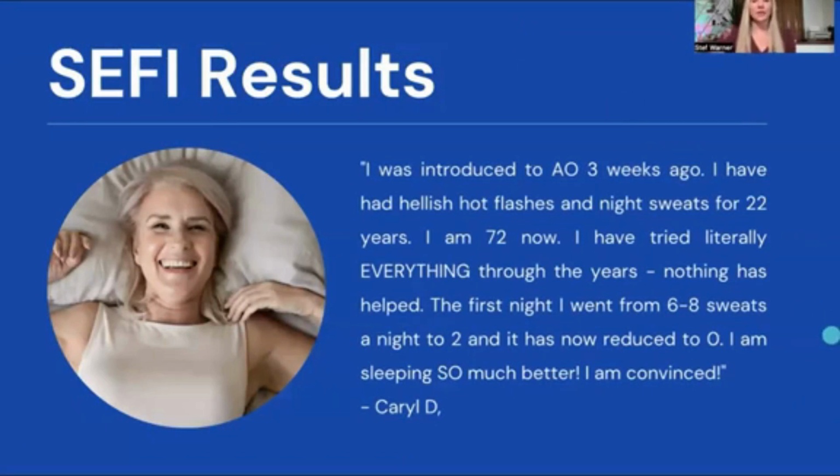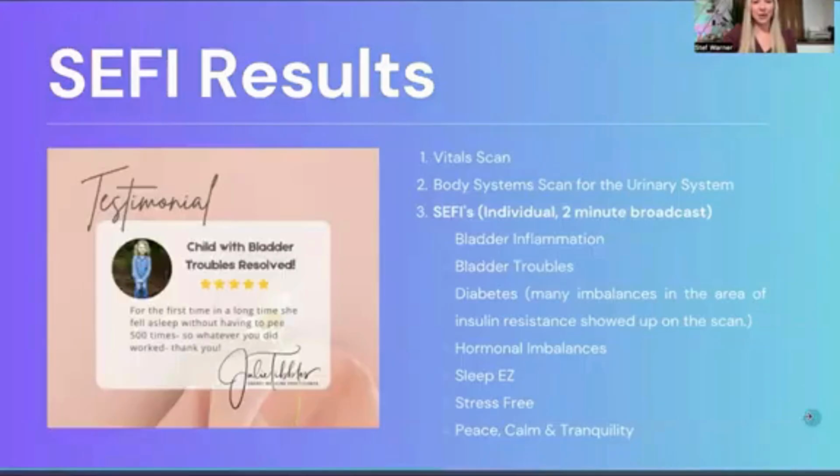I was introduced to AO Scan 3 weeks ago. I've had hellish hot flashes and night sweats for 22 years. I'm 72 now. I have tried literally everything through the years. Nothing has helped. The first night I went from 6 to 8 sweats a night to 2, and it has now reduced them to 0. I am sleeping so much better. I am convinced. Guys, this is energy. This is not even consuming anything. This is frequencies alone. This is how powerful this can be.